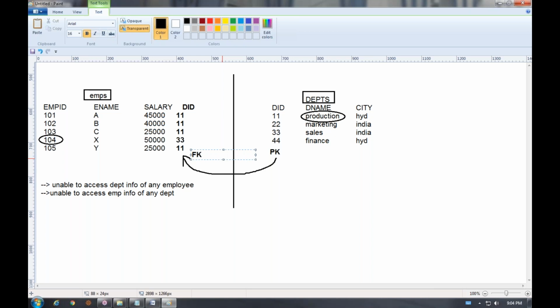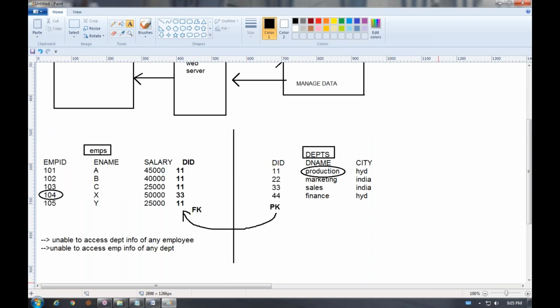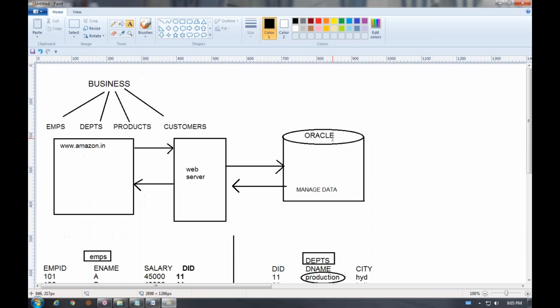How to relate two tables? By using primary key of a table, we can define foreign key in other table. How to define, what it is, that you will understand in the regular classes. Don't worry. So this is about RDBMS, Relational Database Management System. So RDBMS is a collection of related objects information within the business.